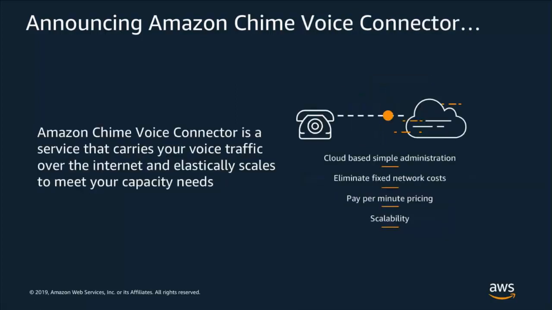The next thing Curtis is going to talk about is Amazon Chime Voice Connector, a service that carries your voice traffic over the internet and elastically scales to meet your capacity needs. With Amazon Chime Voice Connector, you can save 50% or more by eliminating fixed telephone network cost and simplifying voice network administration. You can send some or all of your traffic through Amazon Chime Voice Connector, and there's the ability to scale up or down based on your business needs.